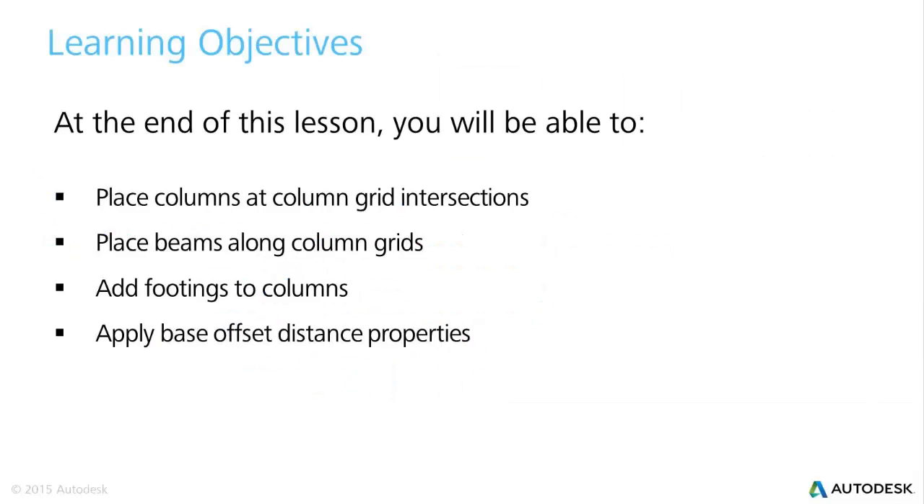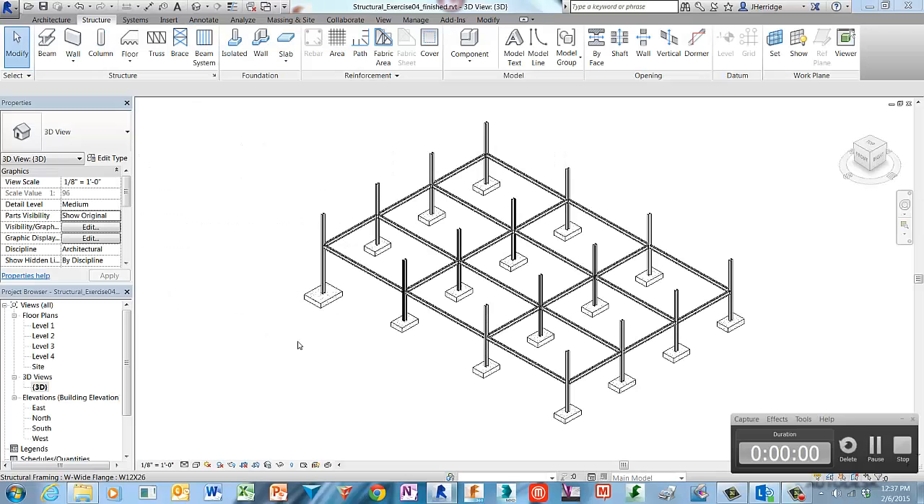Let's look at the learning objectives for video 4. At the end of this lesson, you'll be able to place columns at column grid intersections using the @grid tool. Next, we'll look at placing beams along those column grids using the @grids tool as well. And then we'll place footings at columns using the @column tool. And last, we'll wrap up by applying base offset distance properties to an existing column, and then also change a footing type as a conclusion. With that, let's get started.